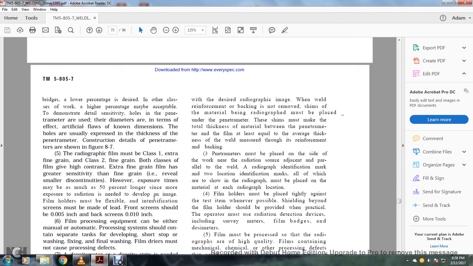Film holders must be flexible. Intensification screens must be made of lead. The front screens should be used at five thousandths of an inch, or back screens at ten thousandths of an inch.